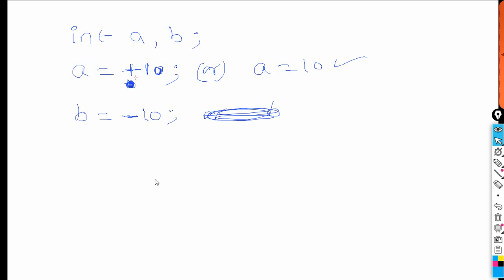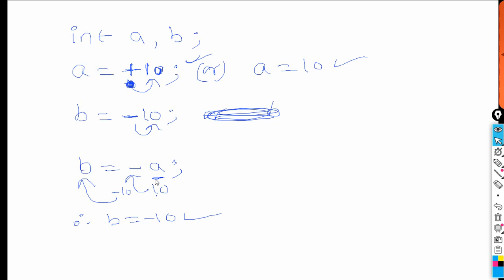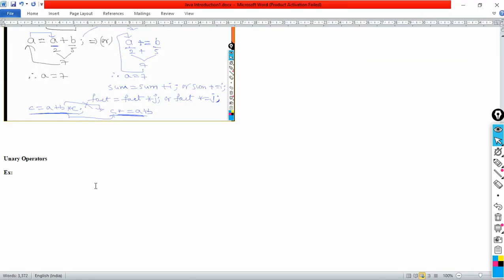So these operators plus and minus are operating on a single value, therefore they are called unary operators. Unary means single. I can also write like this: B is equal to minus of A. What is A actually? A value is 10. This 10 will become minus 10, and which is assigned to B. Therefore now B becomes minus 10. Like this also we can write. Okay, fine. This is simple. This is what unary operators are.